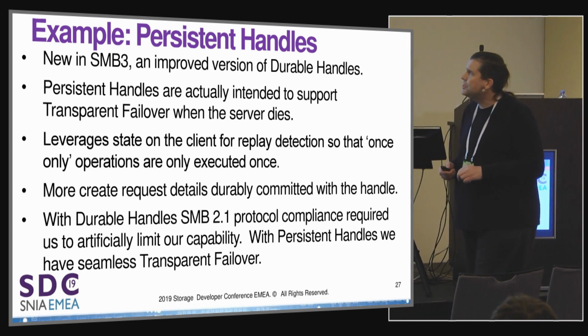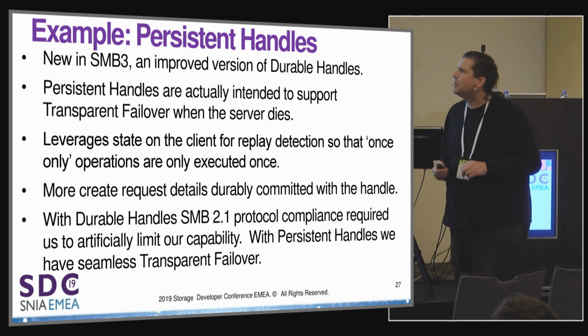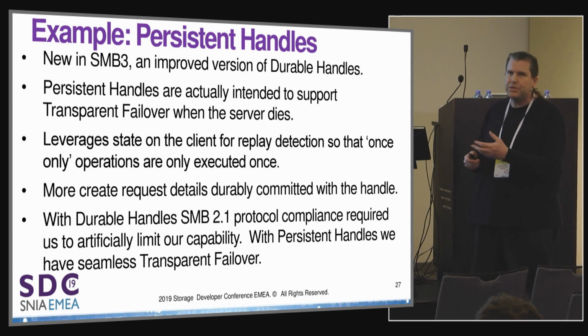Persistent handles are new in SMB3, and this was really important for us because we restart our front-end nodes so much because we're updating software. We just randomly go and kill our processes on nodes, which causes the client to reconnect. Persistent handles, introduced in SMB3, allowed us to do this in a way that is transparent for the client. It's called transparent failover.